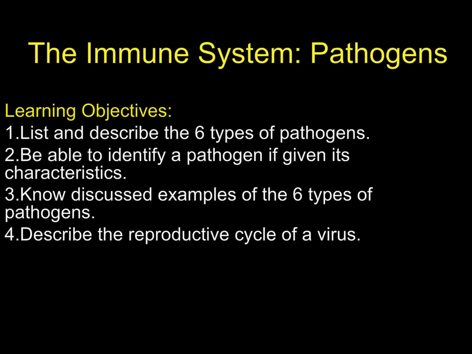Okay, after watching this video, hopefully you feel more comfortable with these learning objectives of being able to list and describe the 6 types of pathogens, being able to identify a pathogen if given its characteristics, whether it's eukaryotic, prokaryotic, multicelled, single-celled, living, non-living. Know the discussed examples of the 6 types of pathogens, and be able to describe the reproductive cycle of a virus. If you cannot meet any of these learning objectives, please let me know. We will get some more practice with them in class.